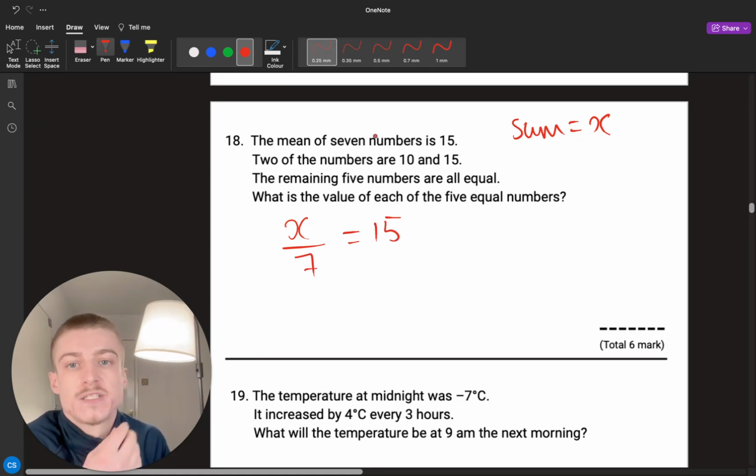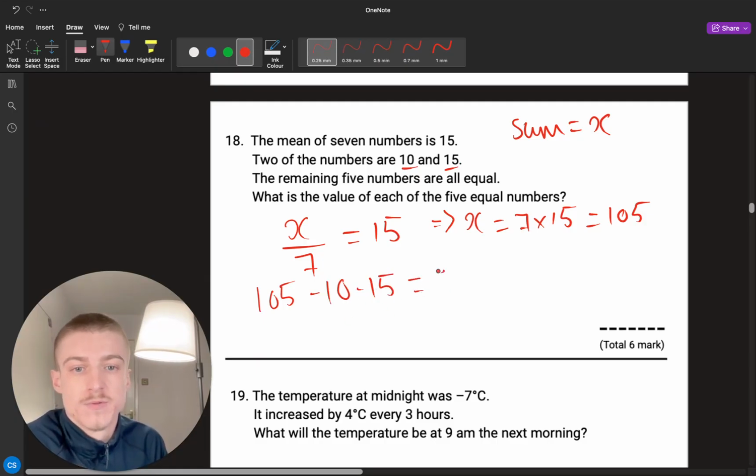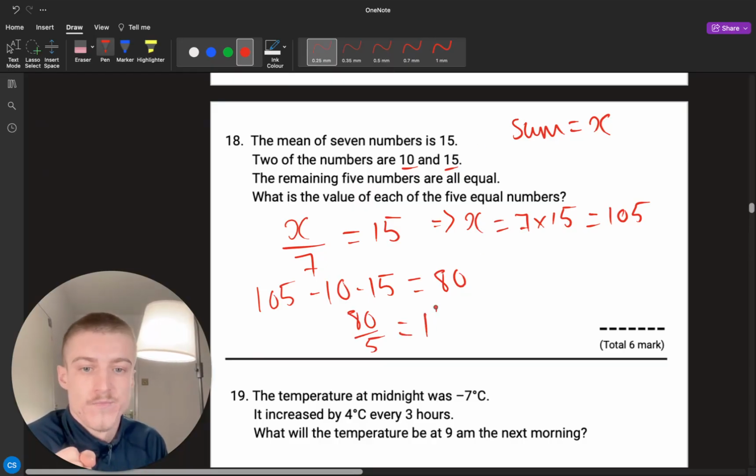So we can rearrange this for x to find the sum of all the numbers. X is equal to 7 times 15. 7 times 15 is 105. We know that 2 of the numbers are actually 10 and 15, so we can do 105, take away 10, take away 15, which will leave us with 80. And now we're told that the remaining 5 numbers are all equal, so we can just now do 80 over 5, which is 16. So all 5 numbers are 16. Cool.